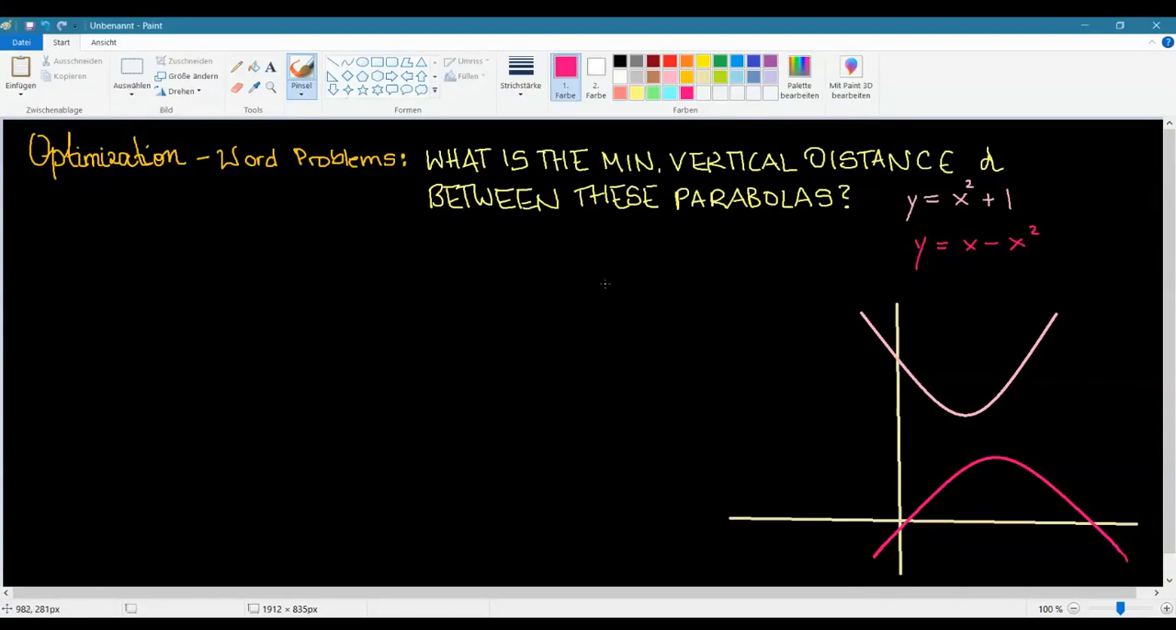So today we're going to answer the question, what is the minimum vertical distance, d, between these parabolas, y equals x squared plus 1 and y equals x minus x squared. And I've drawn them here.